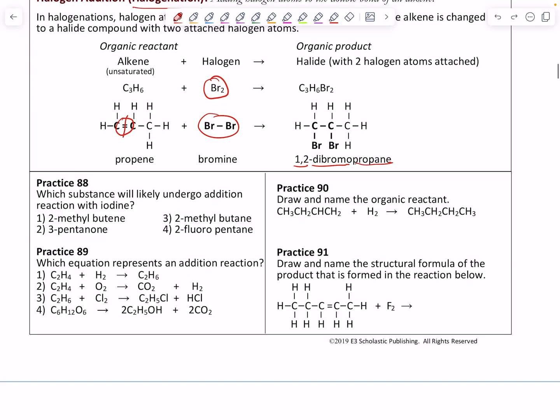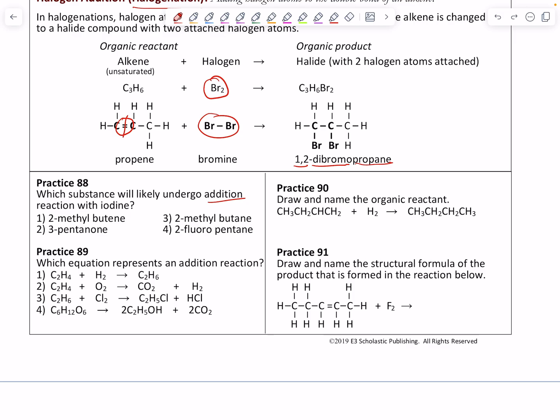So the practice for this one, and again, if you want to try to do them on your own, pause now and then come back and check your work after you've attempted them. But I'm going to go ahead and start with practice 88 here. Which substance will likely undergo addition reaction with iodine? Okay. So an addition reaction means that it has to be something that is unsaturated. It cannot be an alkane.